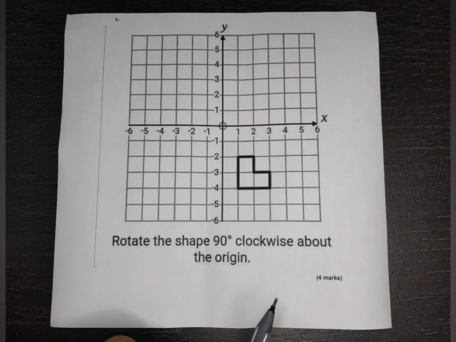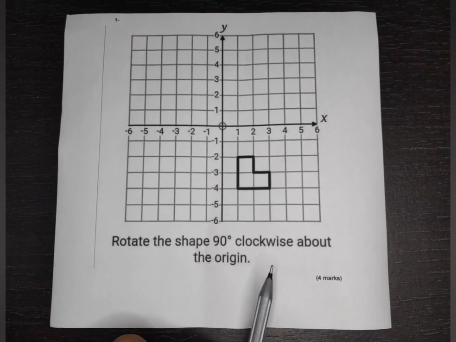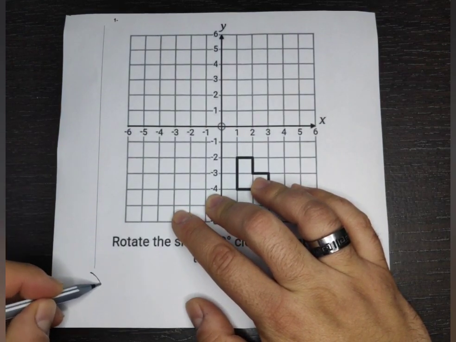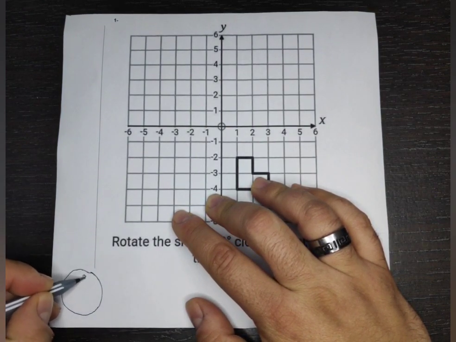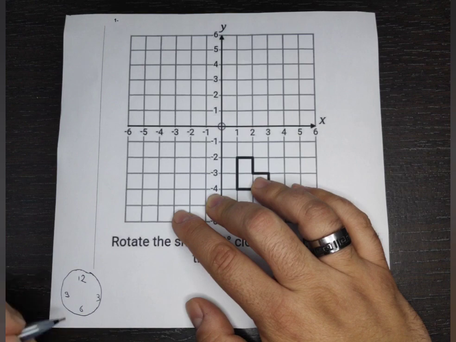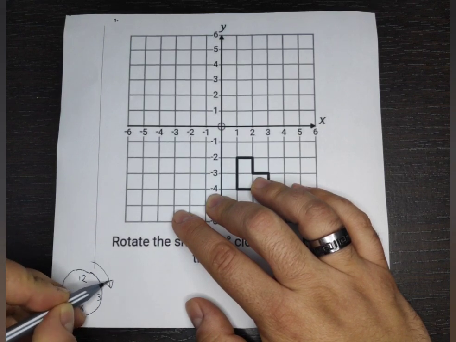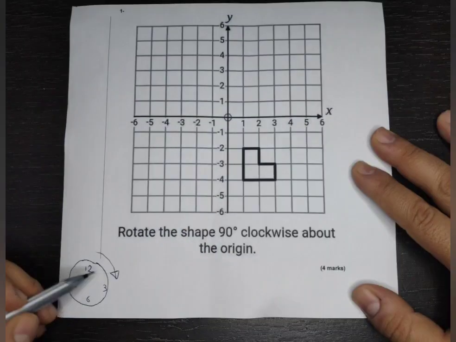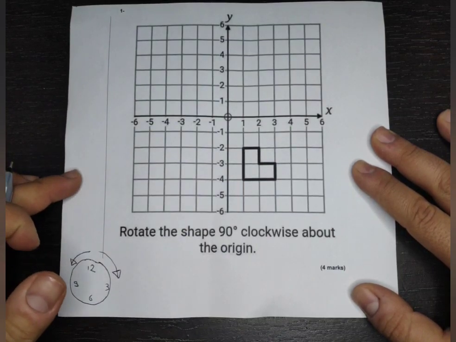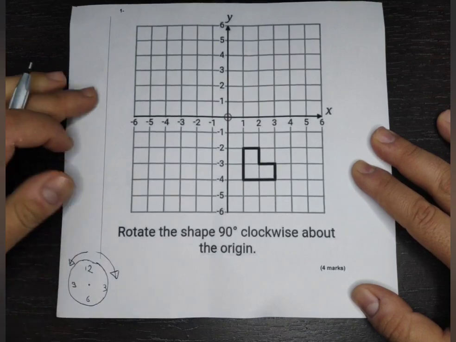First thing we have to understand is clockwise. And what does it mean? Now, clockwise means going with the clock. Now, if we have a clock like this, we will have 12 here, 3 here, 6, and 9. If we go clockwise, it means we go this way. We are going with the clock. And if we go anti-clockwise, we go the other way or the opposite way. This is the meaning of clockwise and anti-clockwise.